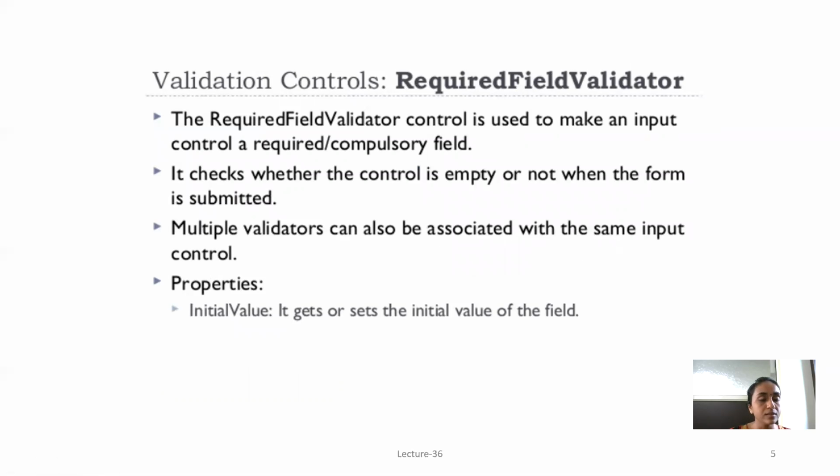We will see the first validator, that is the required field validator. The required field validator control is used to make an input control a required, compulsory field. It checks whether the control is empty or not when the form is submitted. Multiple validators can also be associated with the same input control. That means you can apply multiple validators to a single input. For example, if in a single text box you want to apply a required field as well as a range validator, you can do it. Among the properties, first is InitialValue, which gets or sets the initial value of the field.